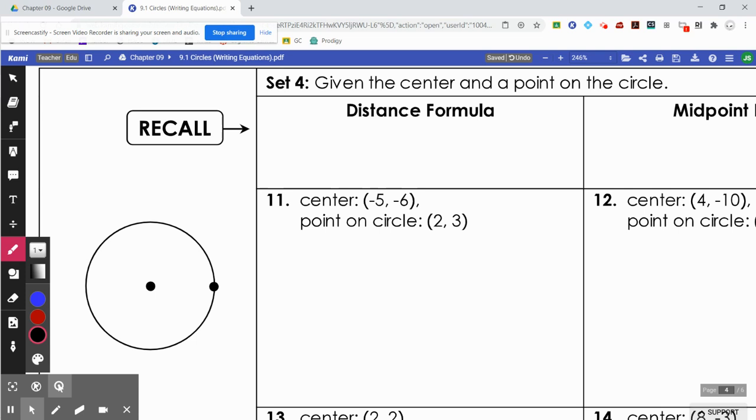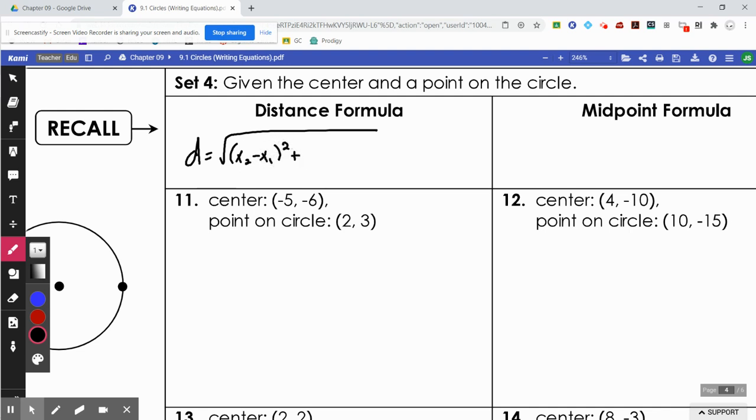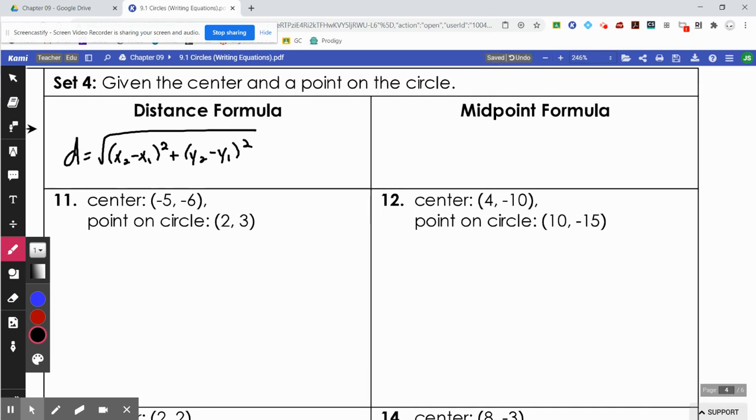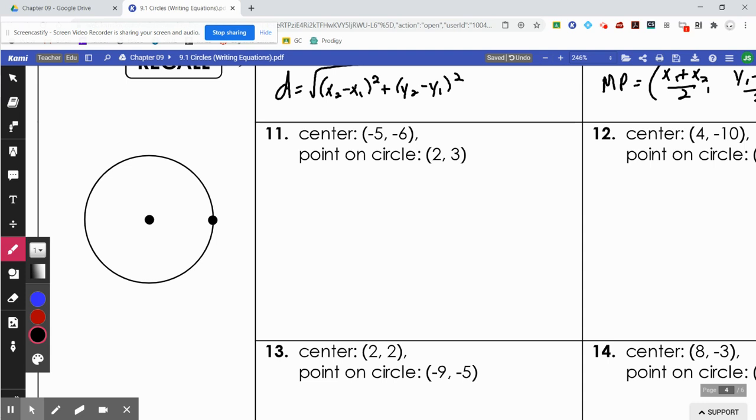Okay, step 4, a little bit more difficult, given the center and a point on the circle. So we will need our distance and midpoint formula for this set. The distance formula was the square root of x2 minus x1 squared plus y2 minus y1 squared in 2 space. The midpoint was equal to add your x's, divide by 2, add your y's, divide by 2. So why would we need that? If they give us the center of our circle and a point on the circle, then the radius is going to be the distance from the center to that point. And we'll talk in a second about why we would need a midpoint.